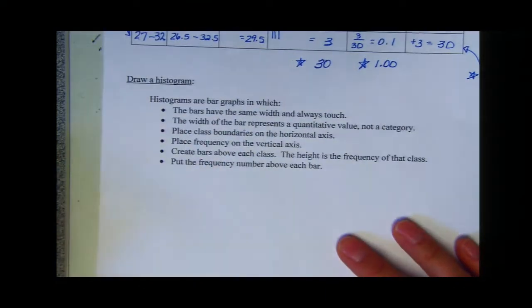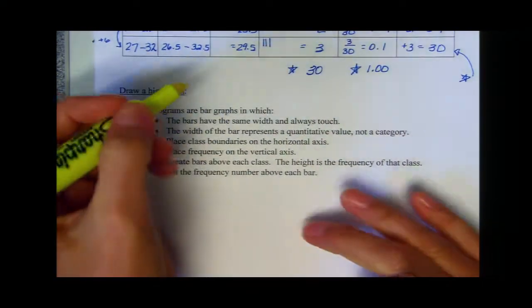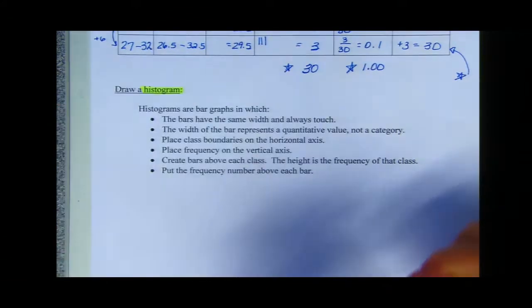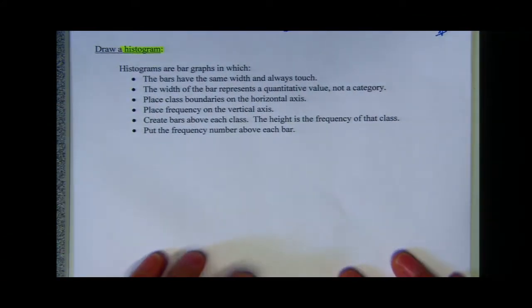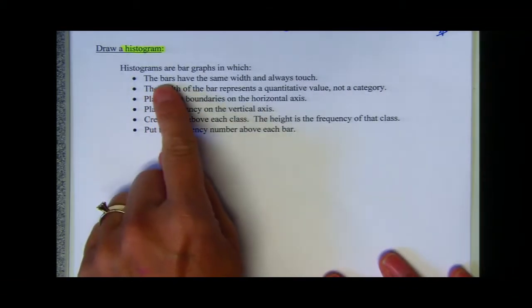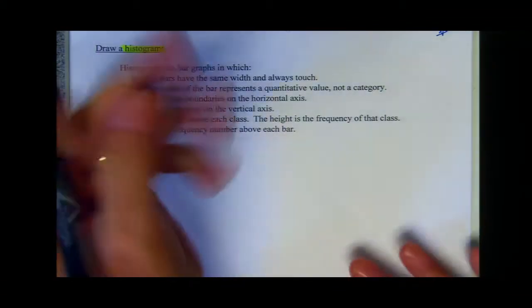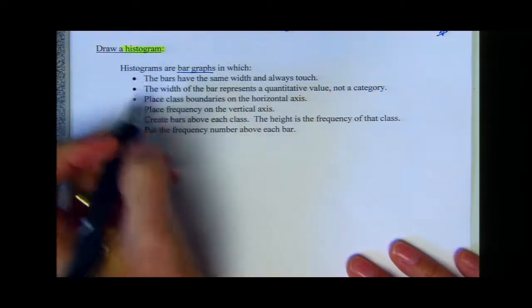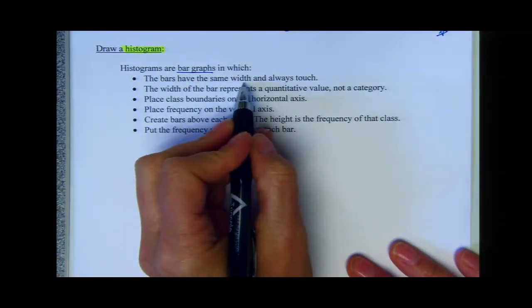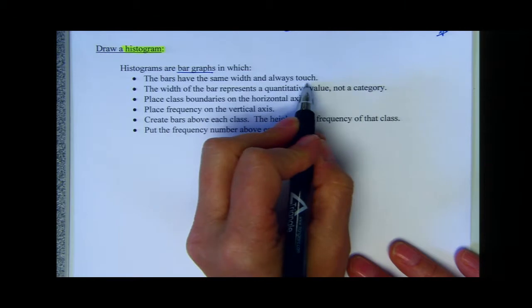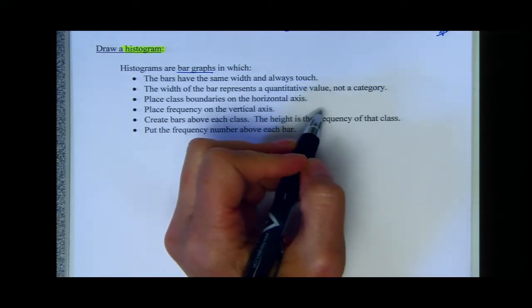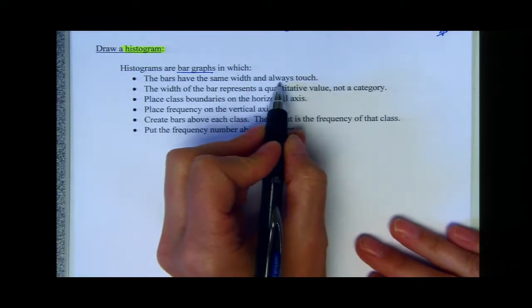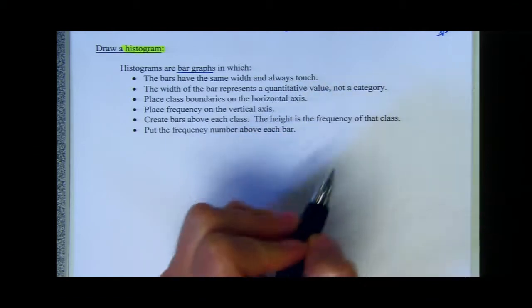So the first graph that we are going to create is what is called a histogram. There are some characteristics of a histogram you need to be aware of. This is a bar graph. The bars have the same width and they always touch. So you've seen bar graphs that don't touch. They're still bar graphs, they're just not histograms. A histogram is a bar graph in which the bars always touch.